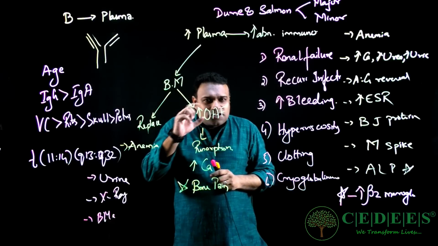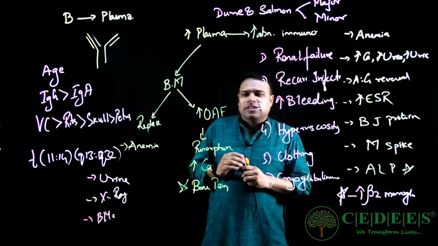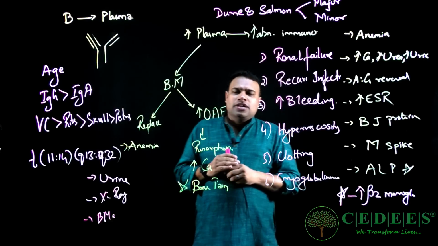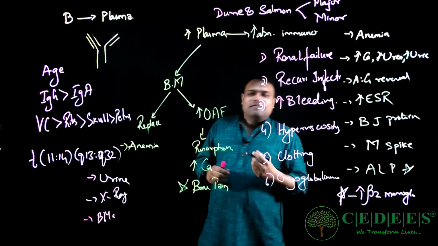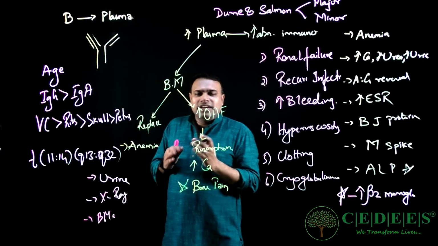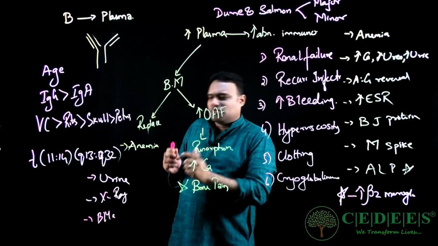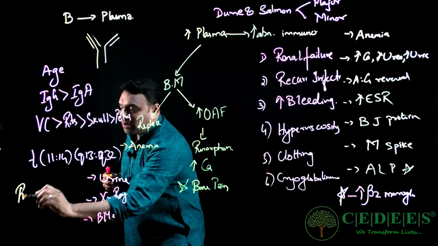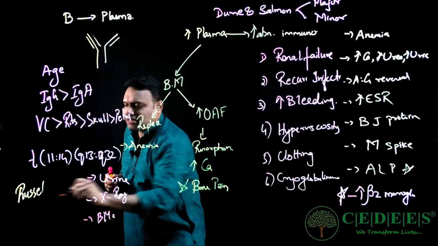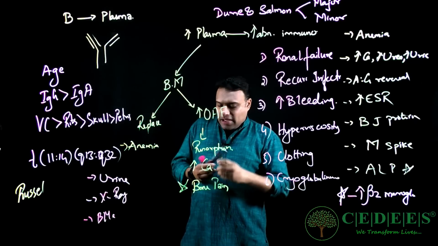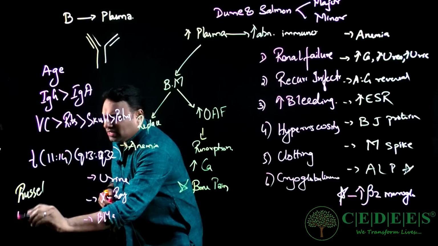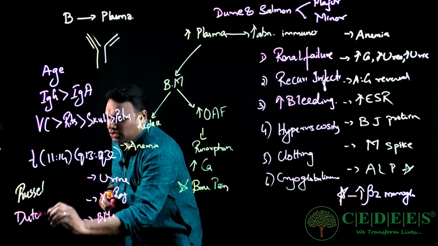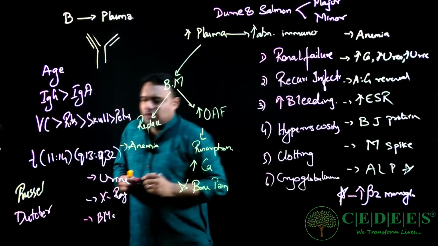I just remembered one small MCQ which was asked recently in exams. In multiple myeloma, you have various inclusion bodies. If you have an intracytoplasmic inclusion body, you call them Russell bodies. But if you have intranuclear inclusion bodies, you call them Dutcher bodies, D-U-T-C-H-E-R.